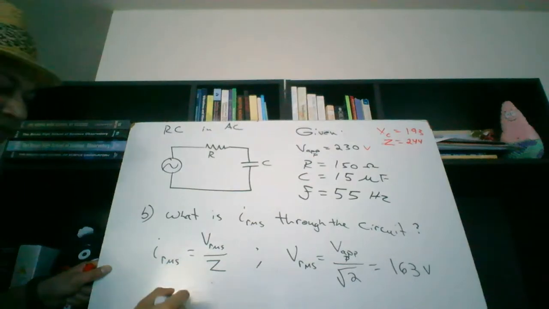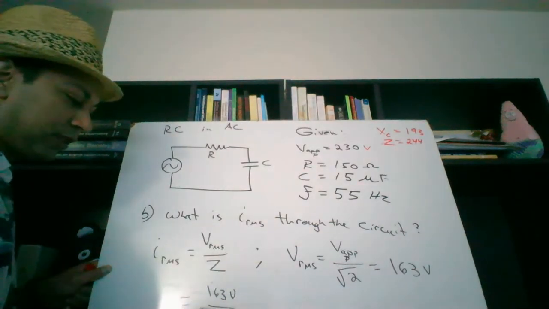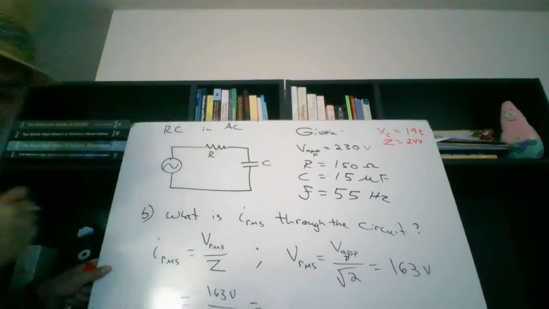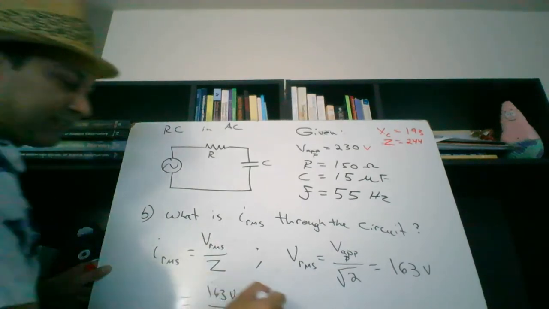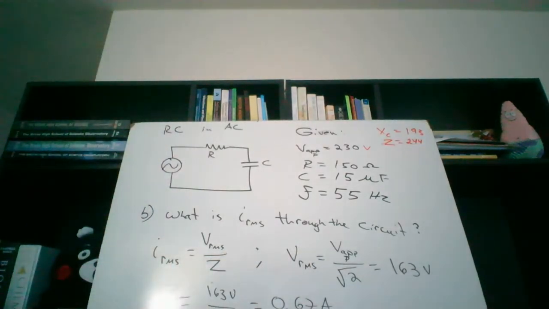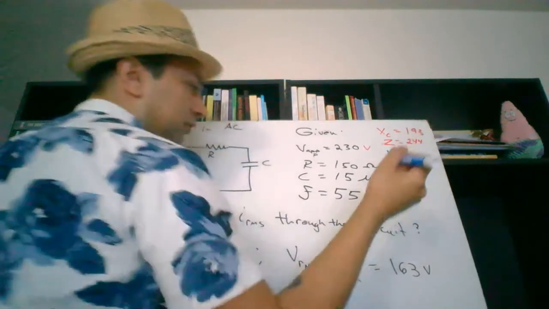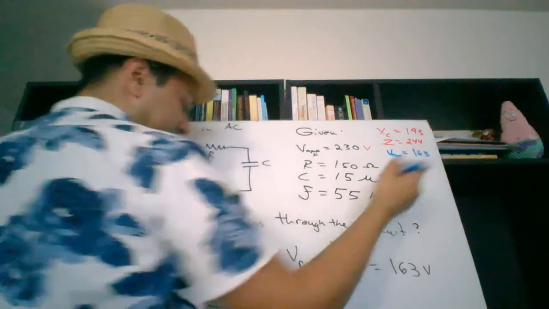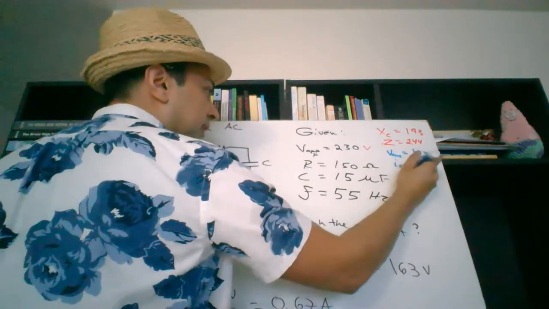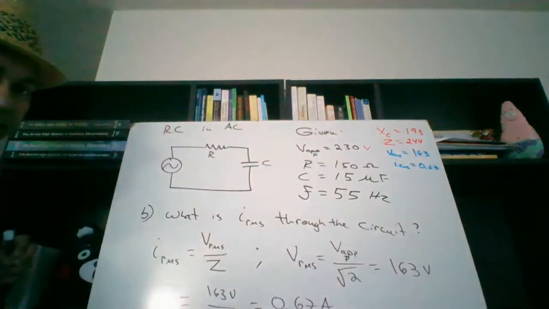And we know what the impedance is, so the current is going to be 163 volts divided by the impedance, 244 ohms. And we will get a value of 0.67 amperes. Okay. And so let's put that there as well. I need a different color. The root mean square voltage, VRMS, was equal to 163. And IRMS was equal to 0.67. Okay.